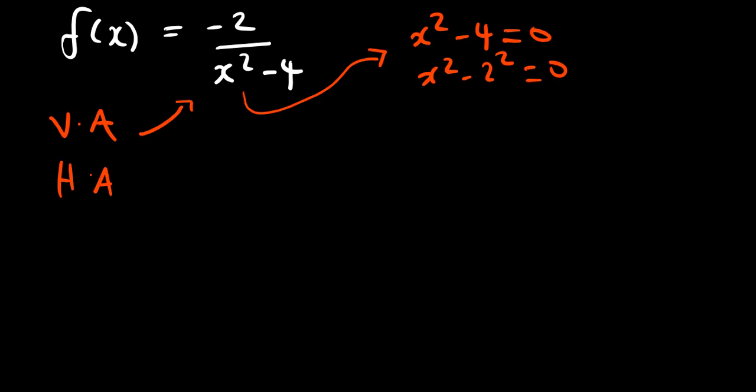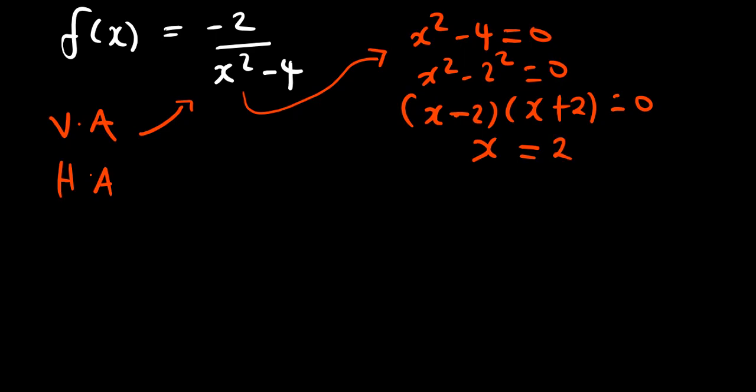Then you find the difference of two squares, okay? x minus 2, x plus 2, this is equal to 0. Therefore your x will be equal to 2, then your x will be equal to negative 2. So these will be your vertical asymptotes.